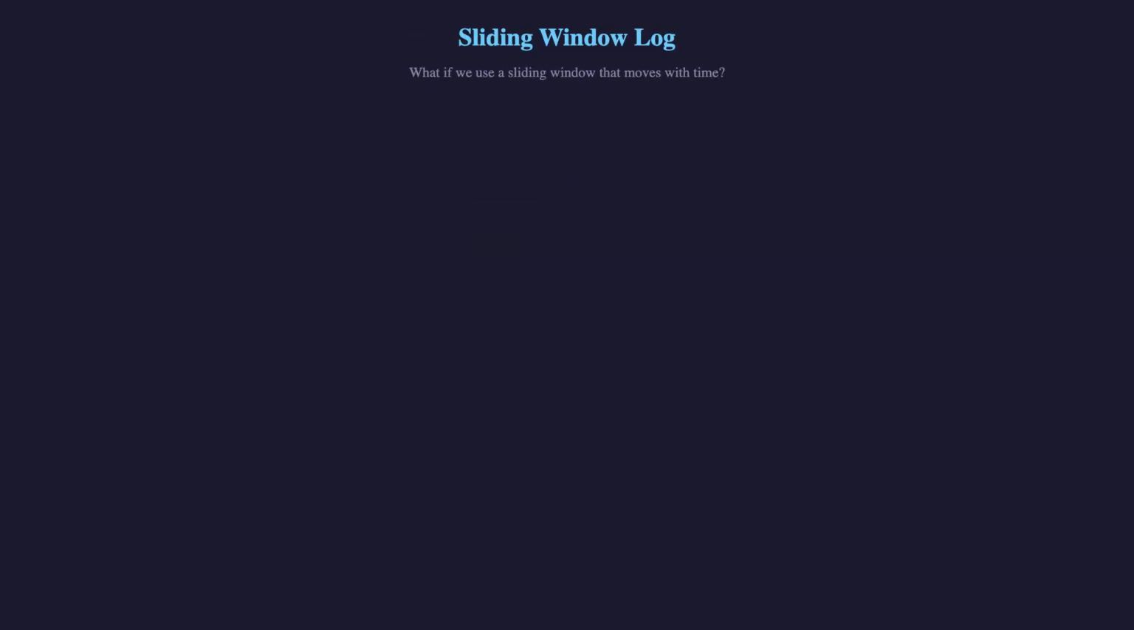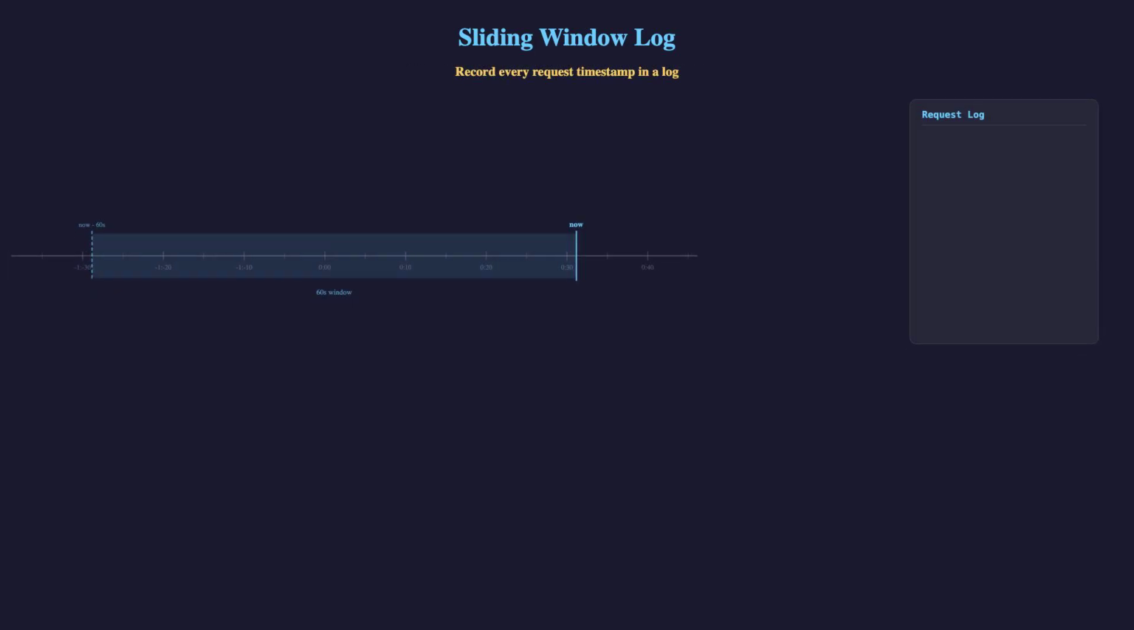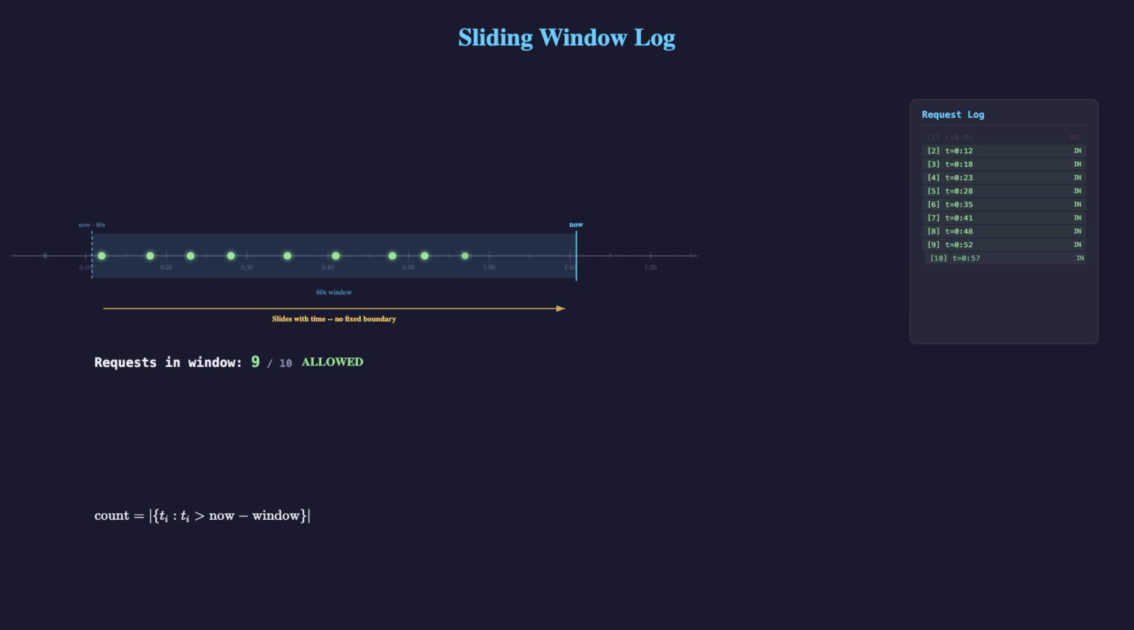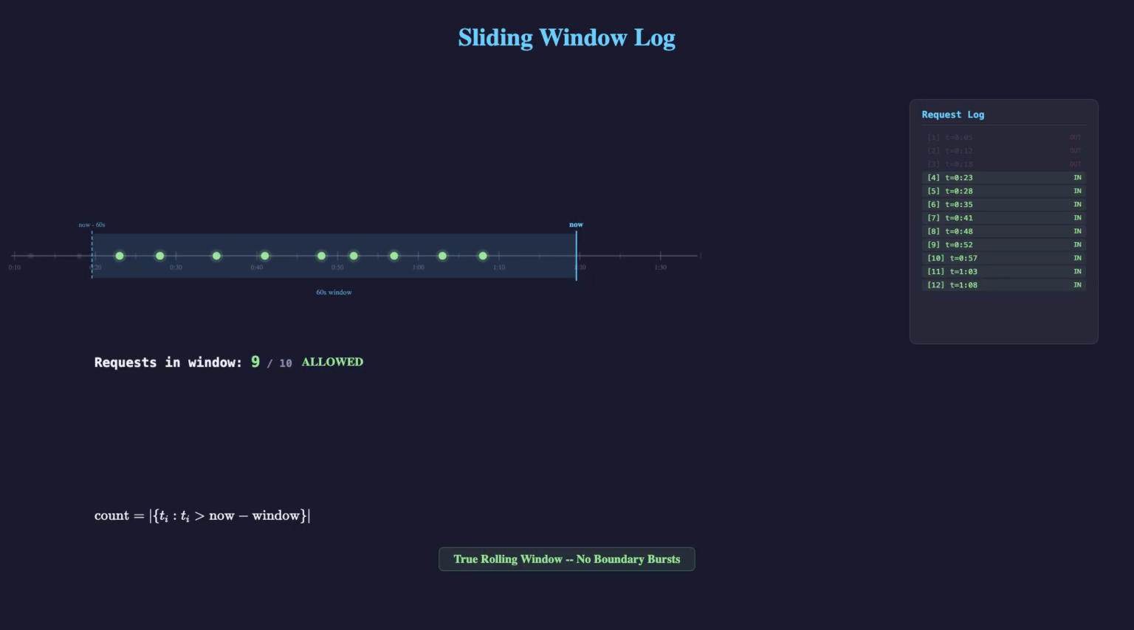What if instead of fixed boundaries, we used a sliding window, one that moves with time? The sliding window log works like this. Every time a request arrives, you record its timestamp in a log. To check the rate, you count how many entries in the log fall within the last 60 seconds. If that count is below the limit, the request is allowed. The window isn't anchored to any fixed boundary. It always looks back from right now. So that boundary burst we saw earlier becomes impossible. No matter when requests arrive, you're always counting within a true rolling window.